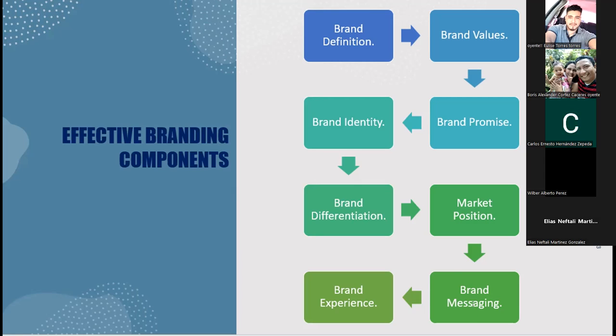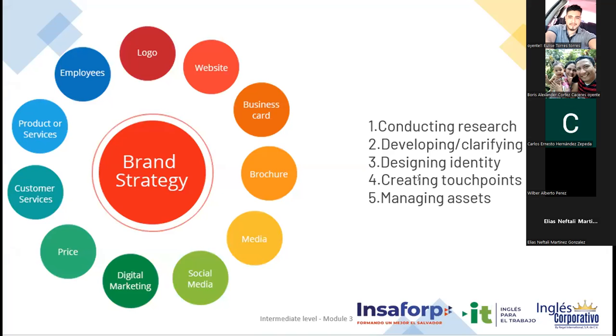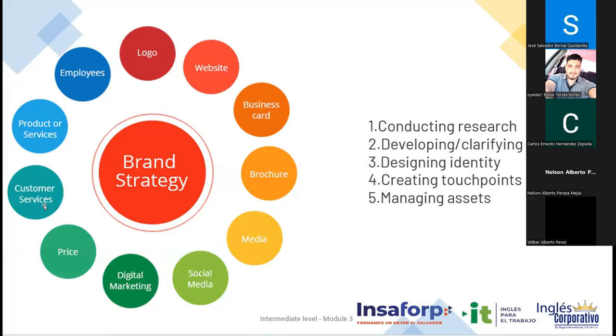All right. What's brand messaging about? I believe that is the communication that the brand wants to share with the client. Something like creating touch points through media, brochures, social media, digital marketing, customer service also. So everything that you transmit to inform or to make people buy your product.